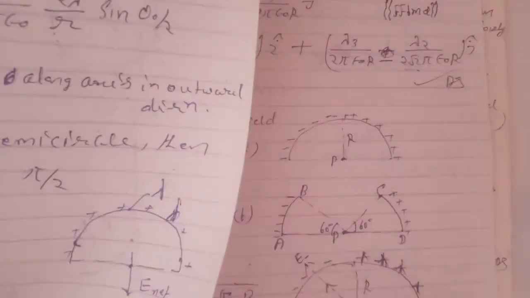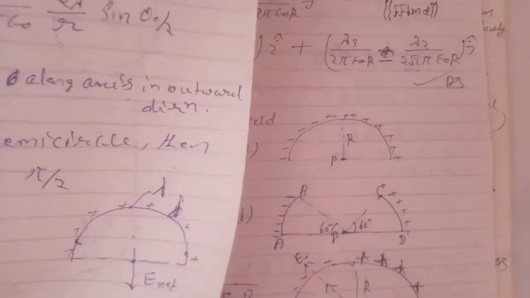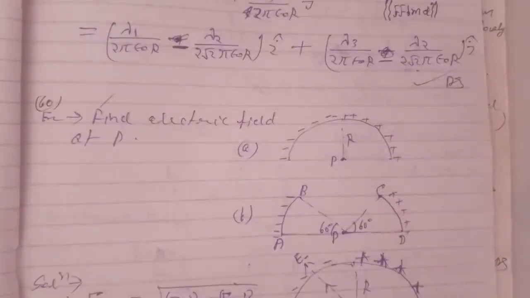Value is lambda by 2 pi epsilon naught r sin theta naught by 2. So sin theta naught by 2 will be sin 45 degree, that is pi by 4, because this angle is 90 degree, so half will be 45. So sin pi by 4 gives lambda by 2 pi epsilon naught r into 1 by root 2, so lambda by 2 root 2 pi epsilon naught r.